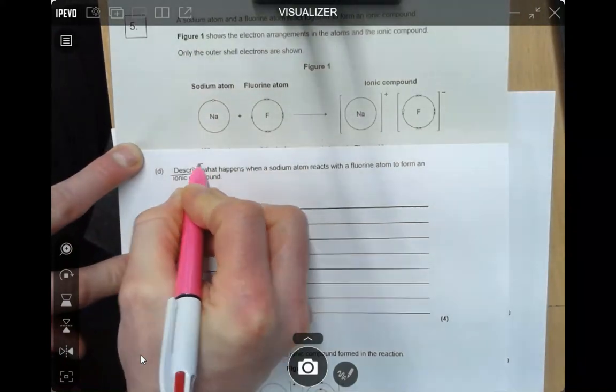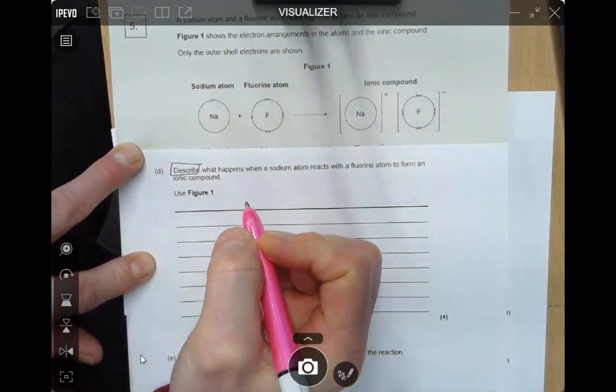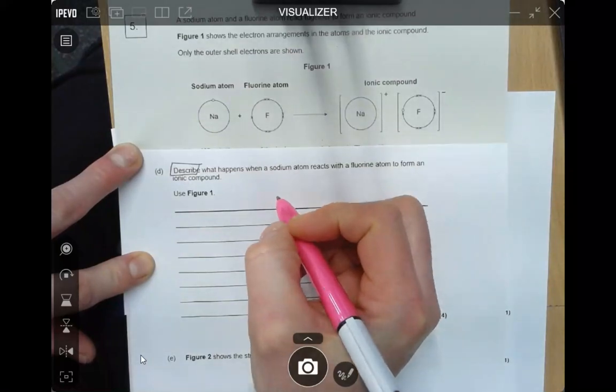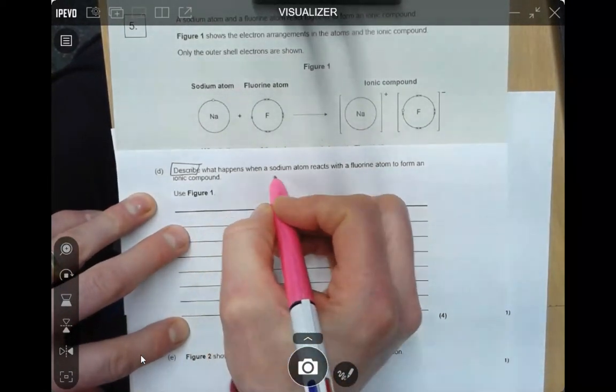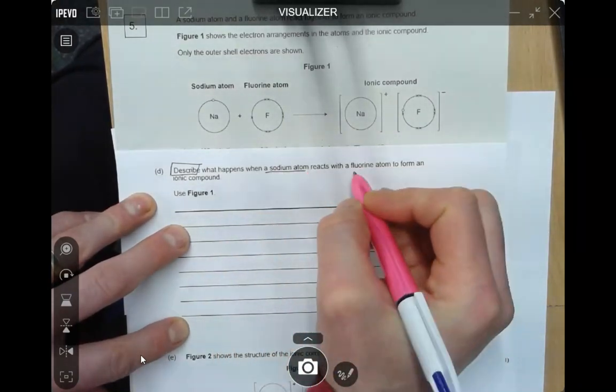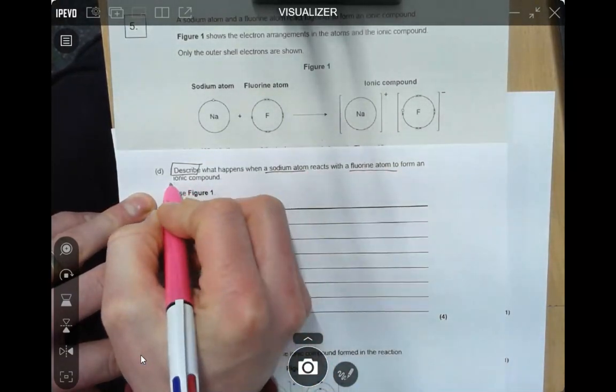We'll box the command word, so we're going to describe. And in there we're now going to underline the key parts within the question. So we want to describe what happens when a sodium atom reacts with a fluorine atom to form an ionic compound.